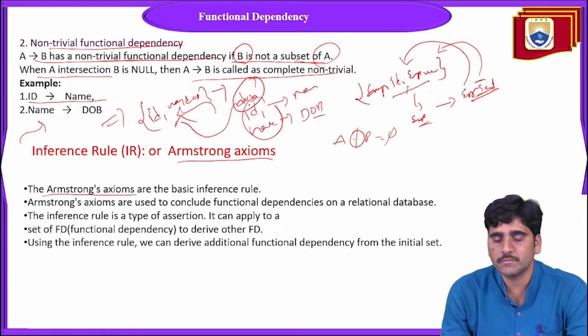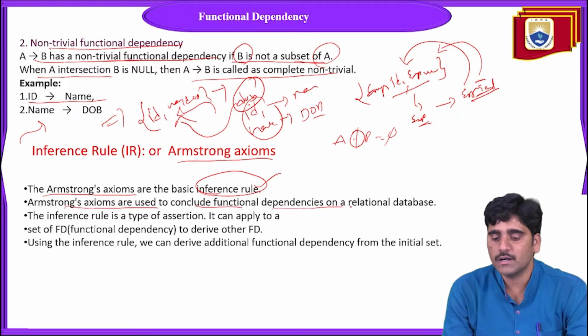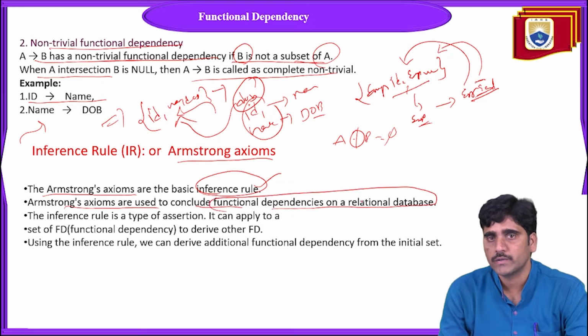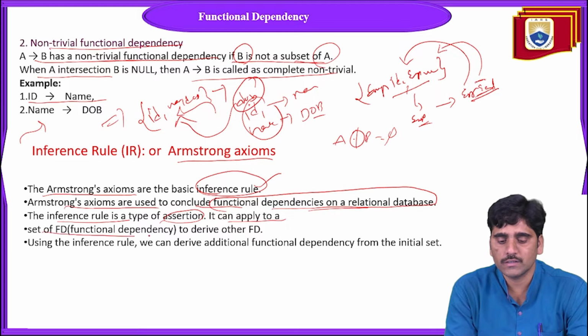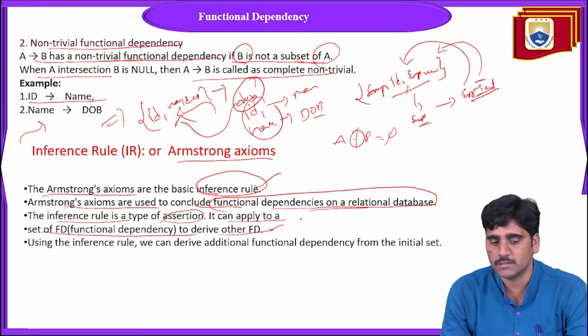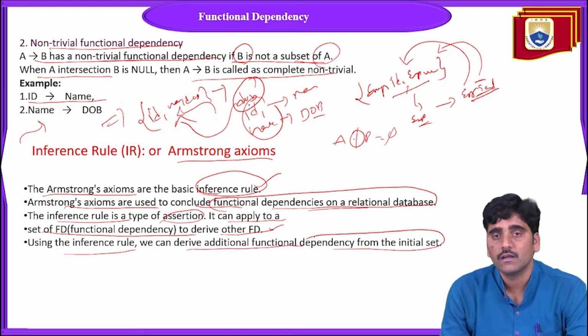The Armstrong axioms are the basic inference rules. They are used to conclude functional dependence on a relational database: how attributes depend on other attributes, and how they are functionally dependent on a determinant. The inference rule is a type of assertion. It can be applied to a set of functional dependencies to derive other functional dependencies, so using this rule we can derive additional functional dependencies from the initial set.